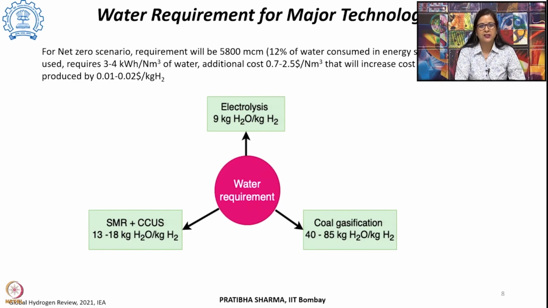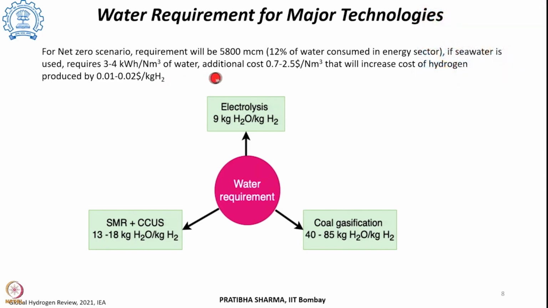So in that case, sea water can be used through reverse osmosis desalination method, which will require 3 to 4 kilowatt hour per normal meter cube of water, and that could add an expense of 0.7 to 2.5 dollar per normal meter cube, and there will be a marginal increase in the cost of hydrogen being produced. So in that case, the cost of hydrogen will increase by 0.01 or 0.02 dollars per kg of hydrogen.